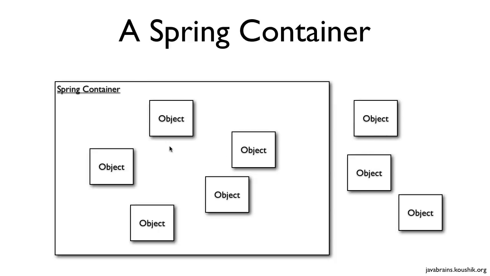So the way the objects are created by the Spring container is, instead of writing the code that says new object, you would write code to ask the Spring container to instantiate this object and then pass it to this object. So this is something called a factory pattern. So let's have a quick look at what factory pattern means.